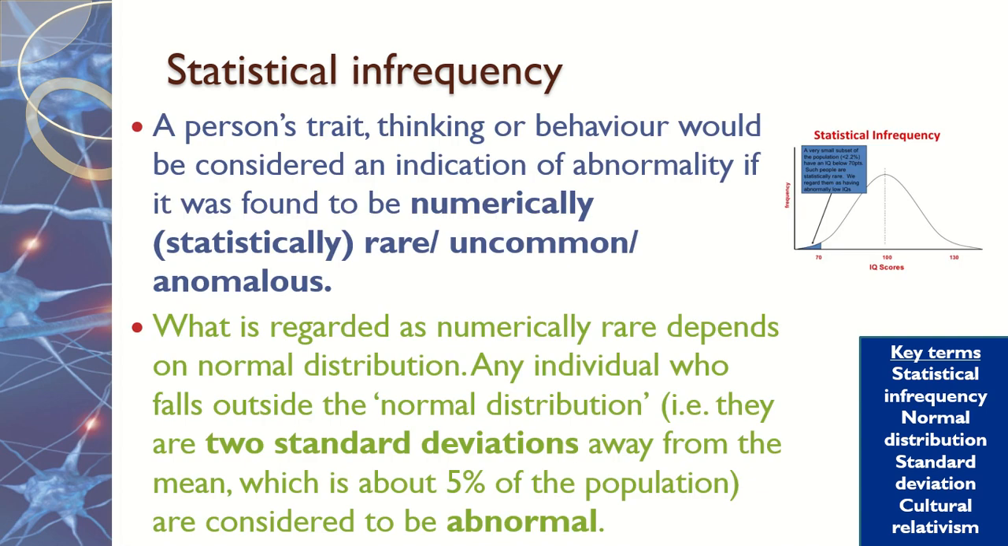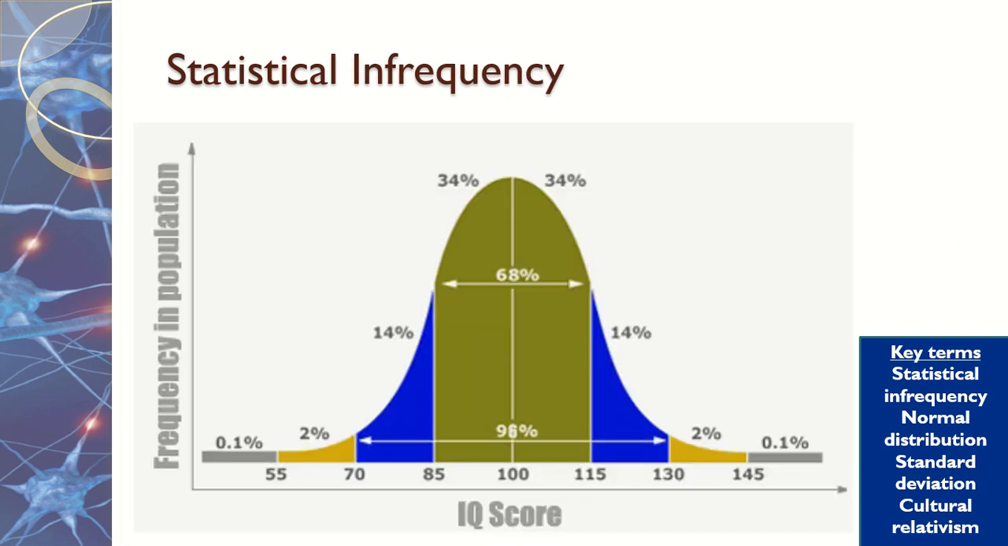Statistical infrequency means a person's trait or thinking or behaviour would be considered an indication of abnormality if it is rare or uncommon in terms of the population. And therefore anyone who falls outside this normal distribution is obviously not normal, and this counts as outside two standard deviations. So we can see the olive colour and the blue colour, those are within two standard deviations. So anyone who falls within the yellow or the grey would be considered abnormal.